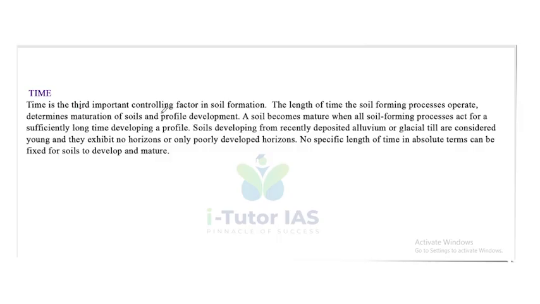Time is the third important controlling factor in soil formation. The length of time the soil forming process operates determines maturation of soil and profile development. A soil becomes mature when all soil forming processes act for a sufficiently long time developing a profile. Soils developing from recently deposited alluvium or glacial till are considered young and they exhibit no horizons or only poorly developed horizons. No specific length of time in absolute terms can be fixed for soil to develop and mature.